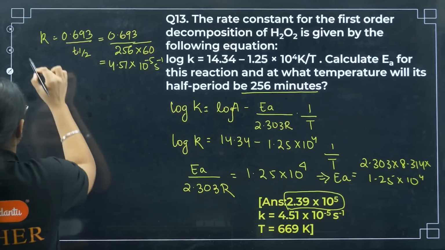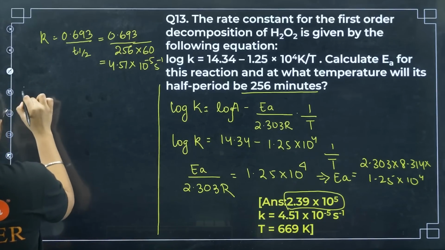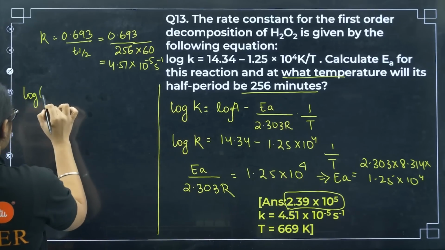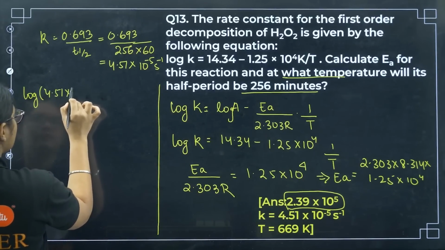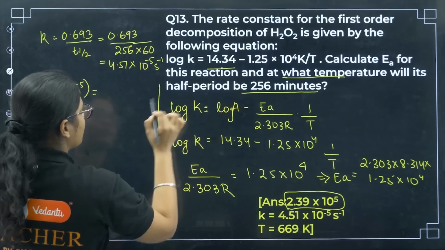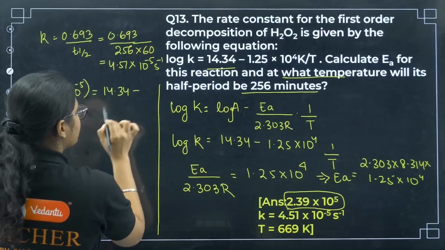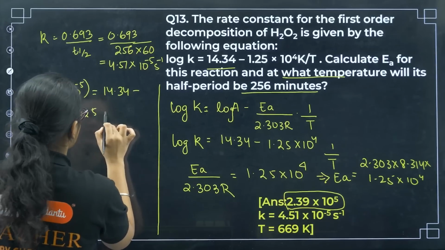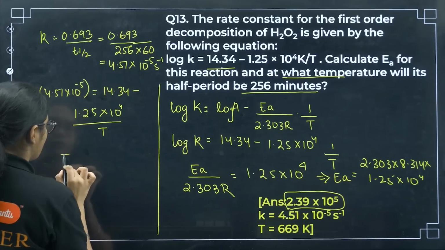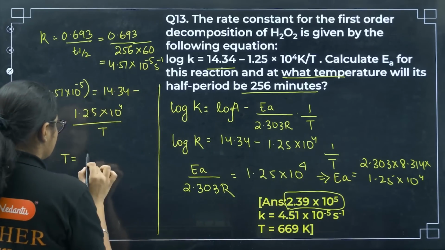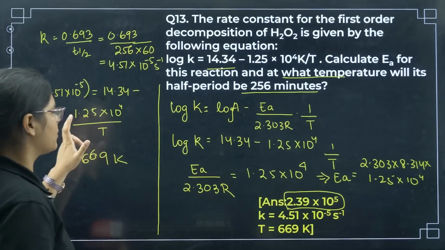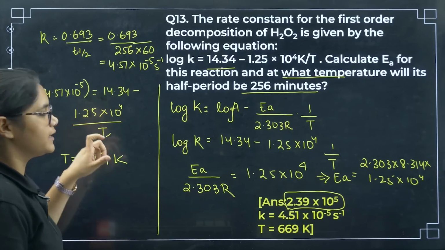Now I will substitute all the values here. See, next what I have to find out is the temperature. Okay. So log of K, that is 4.51 into 10 to the power of minus 5, is equal to log A, that is 14.34 minus 1.25 into 10 to the power of 4 divided by T. So solve this and you will get the value of T as 669 Kelvin. Okay, so just check the calculation. This log value you can directly calculate using the log table. This is there, and T is the temperature that you have to find out.